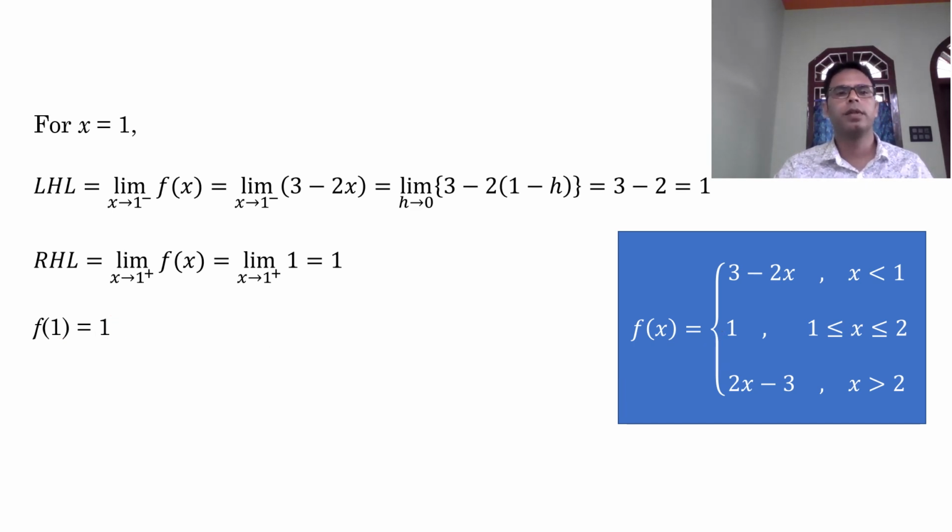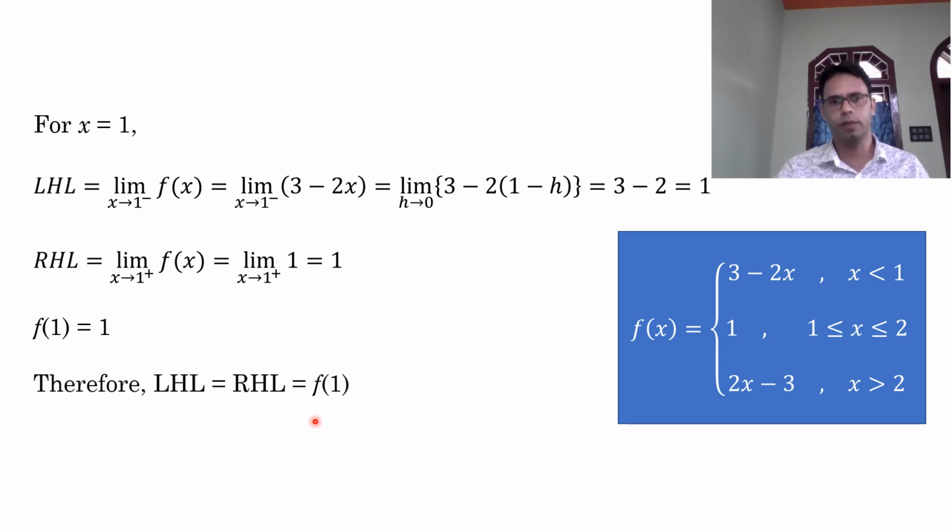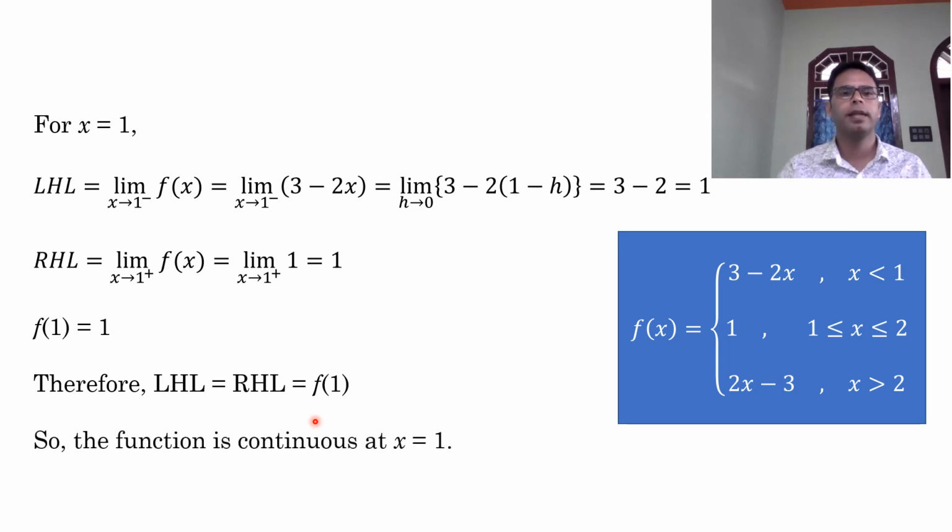ওকে, সো আমি গম পালো left hand limit, right hand limit, and functional value are equal. So to moi likhi lolo, therefore LHL equal RHL equal f1. So function obviously continuous at x is equal to 1. Likhi diya hetu line, therefore function is continuous at x is equal to 1. So one of the section is done.